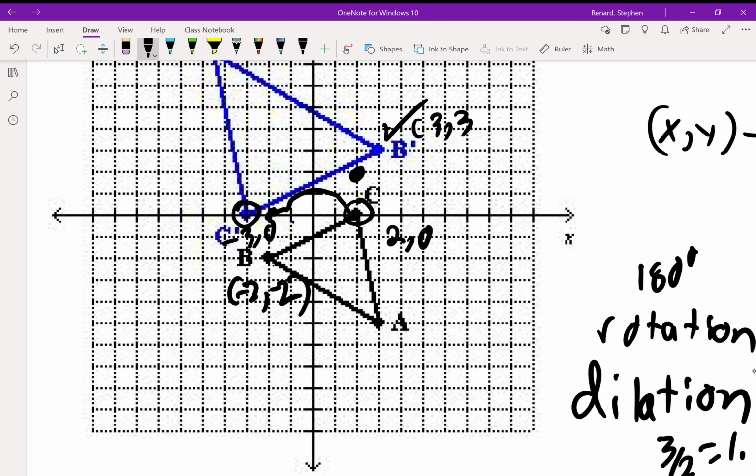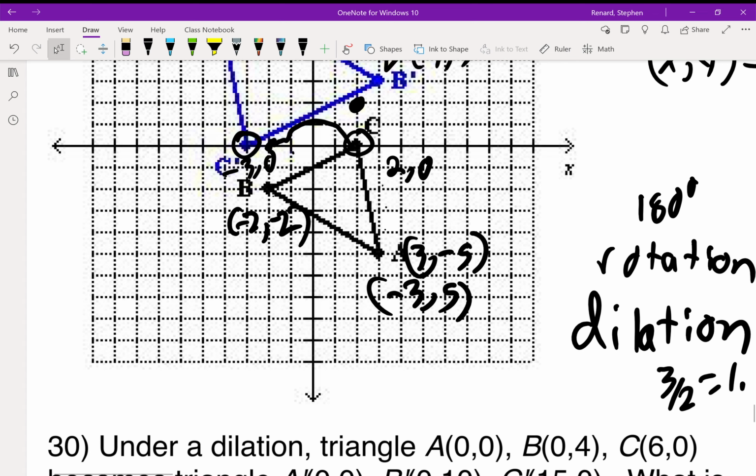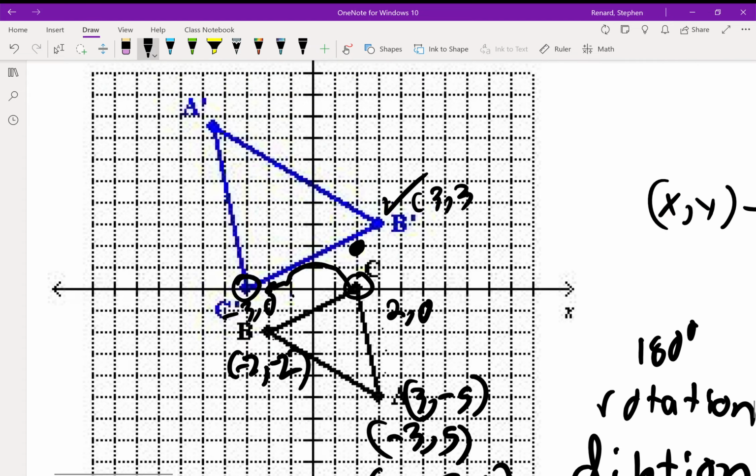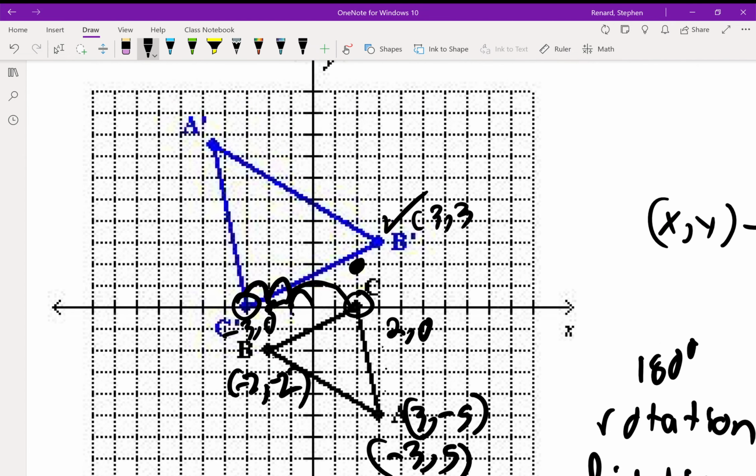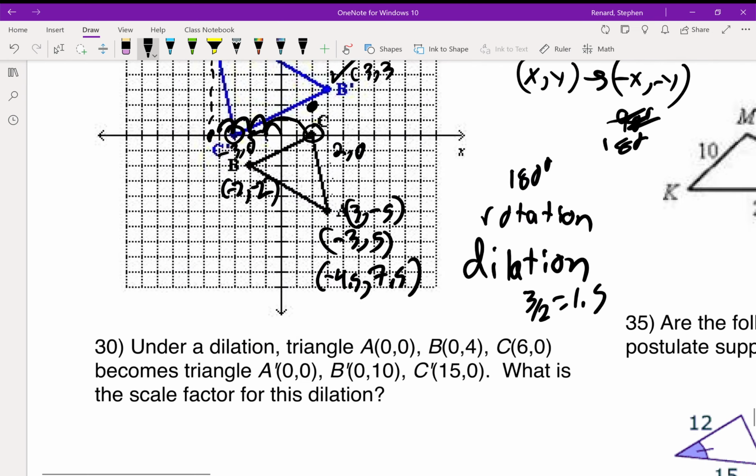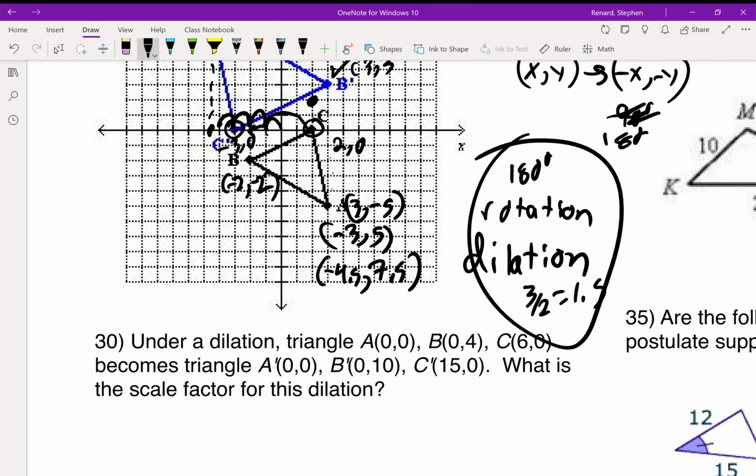A prime. A is 1, 2, 3, down 1, 2, 3, 4, 5, so this is (3, -5). A 180-degree rotation is going to take me to (-3, 5). A 1.5 dilation, then, I multiply both of those by 1.5. It's going to take me to -4.5, and 5 times 1.5 is 7.5. So let's go up here and see if that works. I go 1, 2, 3, 4 and a half, up 1, 2, 3, 4, 5, 6, 7 and a half. Yay! That's it. I know that's tough, but that's how you guys have got to think about it.